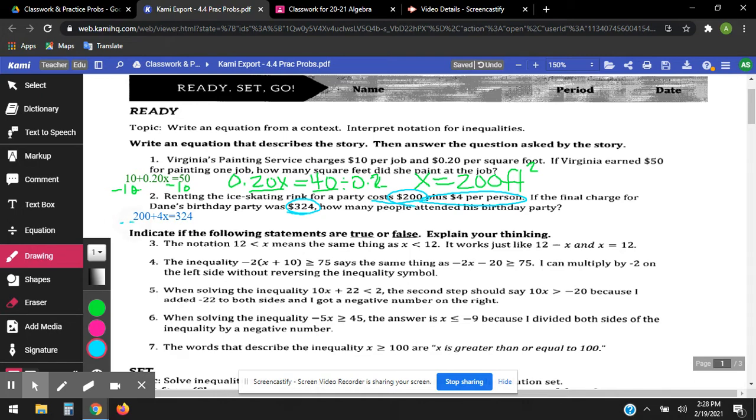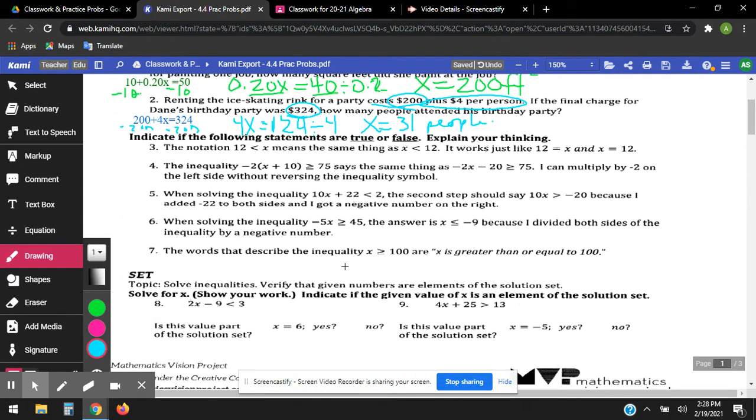So first I got to take out that initial 200. So then I end up with 4x equals 324 minus 200 is 124. And if I have a times 4, I need to divide by 4. So x equals, looks like 31 people. Okay, so that's just our basic equations, solving for x. We've been doing that.